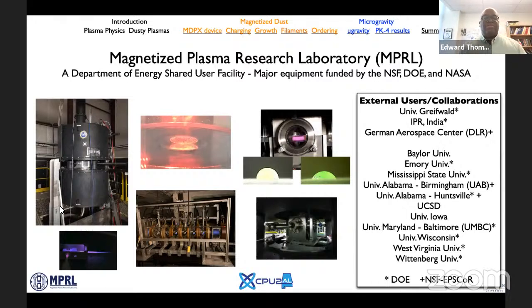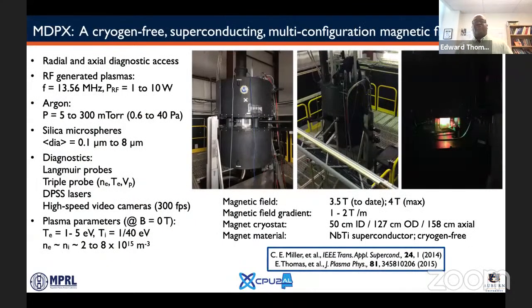We have a number of experiments that we do. This is MDPX, which I'll talk about a little bit more in detail. We have a linear device called Alexis. We have atmospheric pressure plasma experiments that were done in collaboration with our colleagues at CPU2AL. So it's really quite a fun facility with lots of different experiments that we can do. So the focus for specifically talking about dusty plasmas in their solid-like mode is going to be done using this MDPX, or Magnetized Dusty Plasma Experiment.